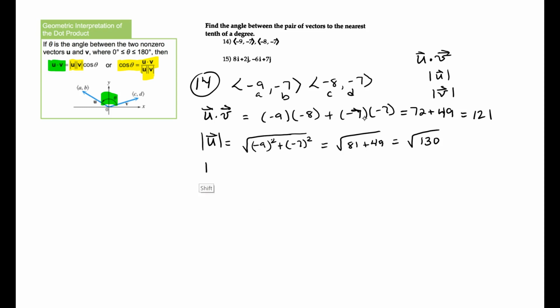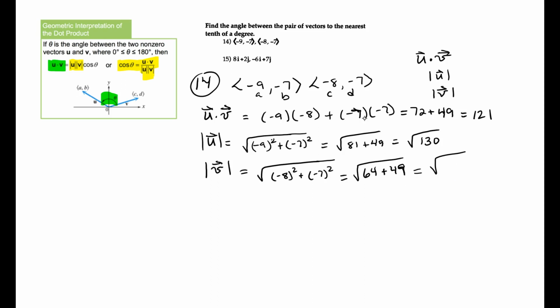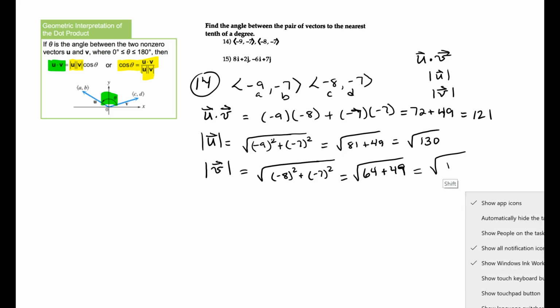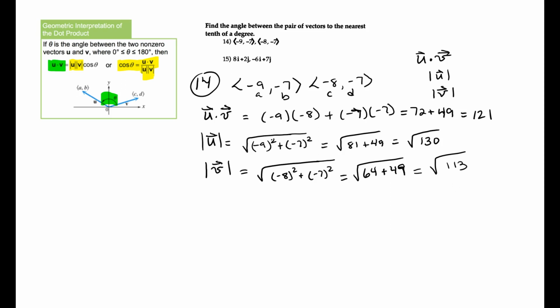Okay, so let's now find the magnitude of the vector v. And again, another play on the Pythagorean theorem here. -8 squared plus -7 squared, and you take the square root of that, so 64 plus 49, and that looks like the square root of 113. Okay, so we've got that going for us.